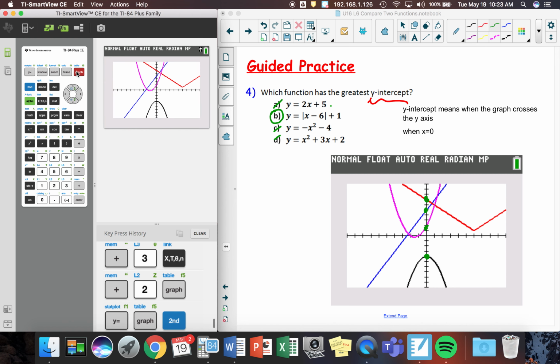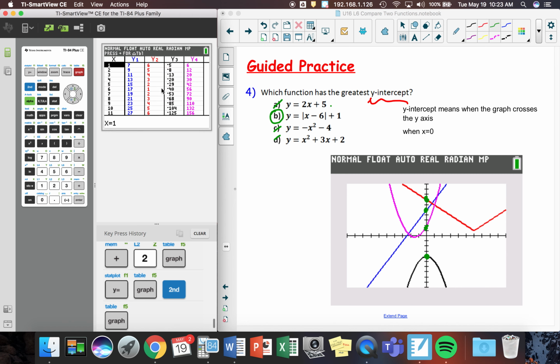And lastly, I can also look at the table here, and when x equals 0, I want to see which one's the biggest one. I have 5, 7, negative 4, and 2. 7 is the biggest one here, and that's my second answer. So those are different ways that you can find your answer.